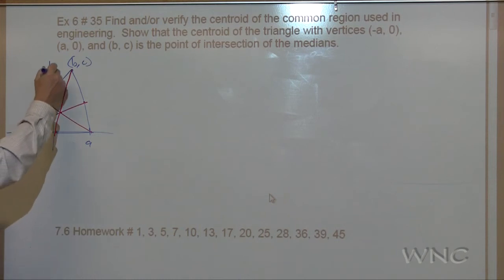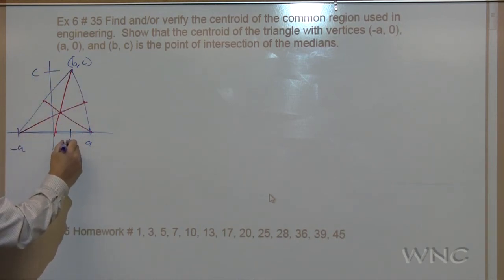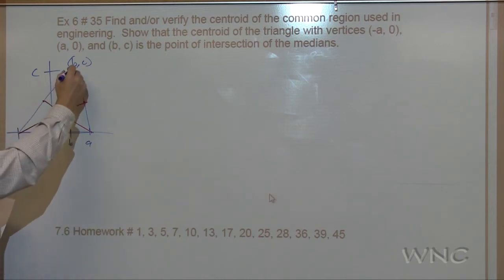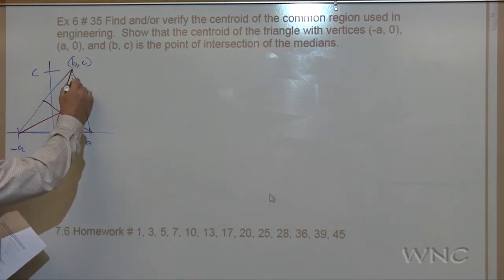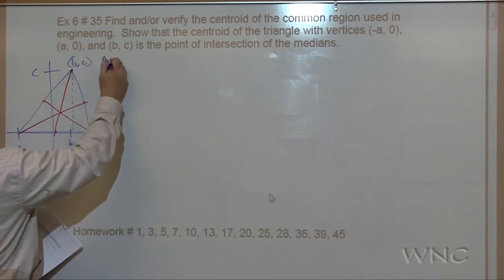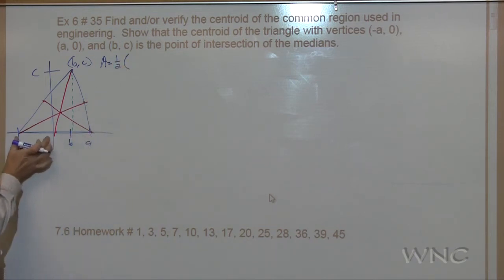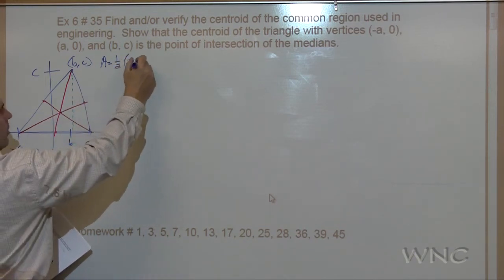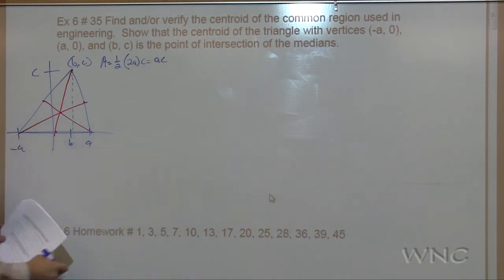When you look at this, by the way, here's C, and this is B. The height of this triangle is C. So the area of the triangle is going to be 1/2 times, this is A, that's A, so 2A times C. And that's just going to be AC is the area of the triangle.